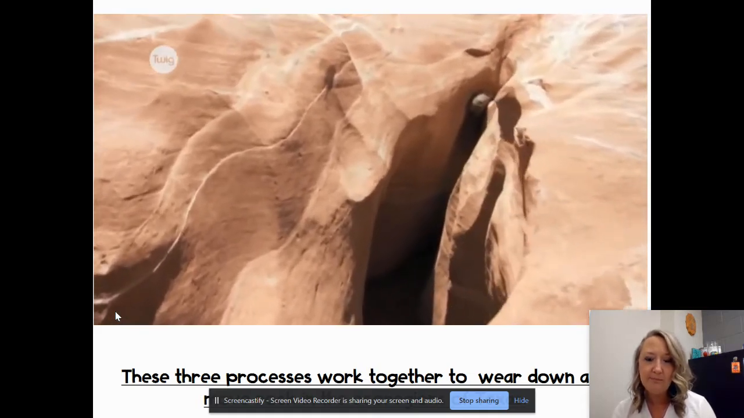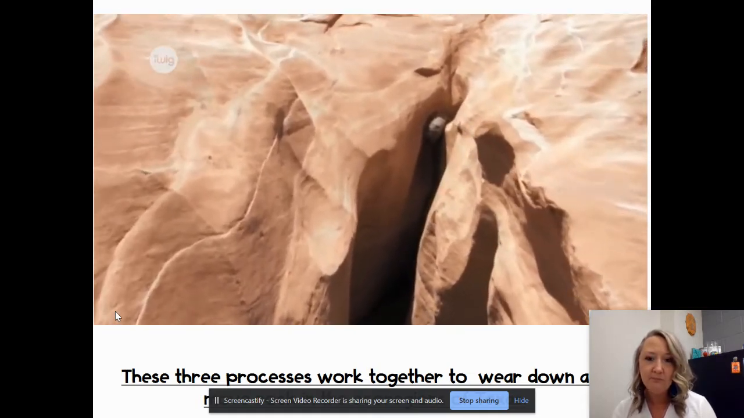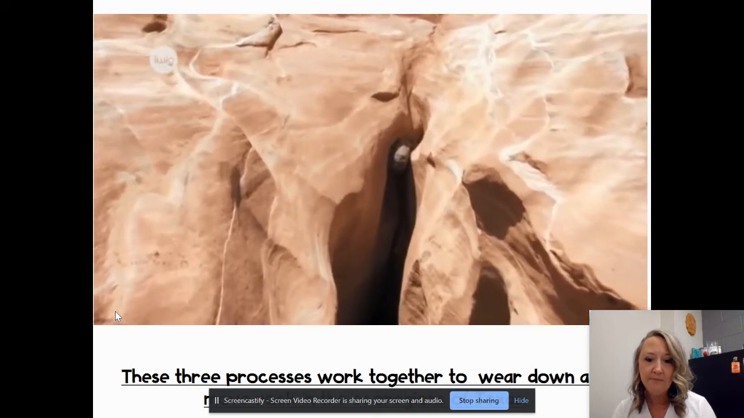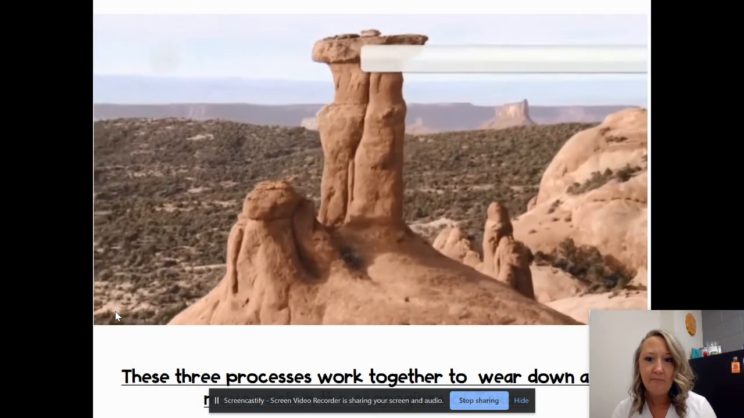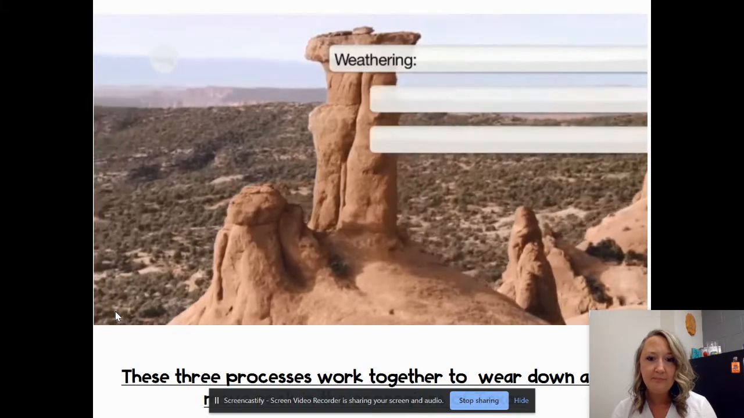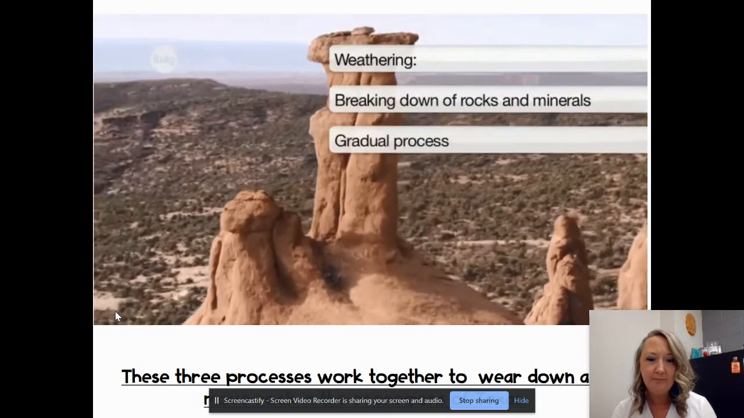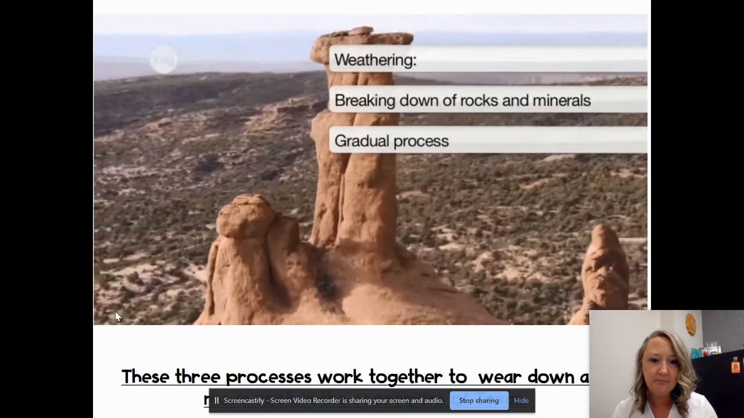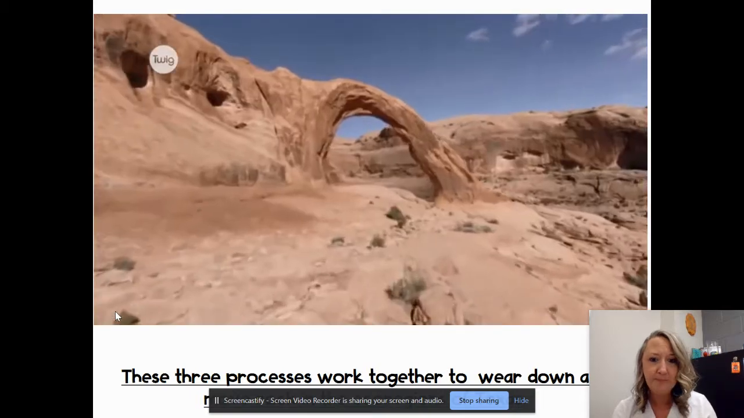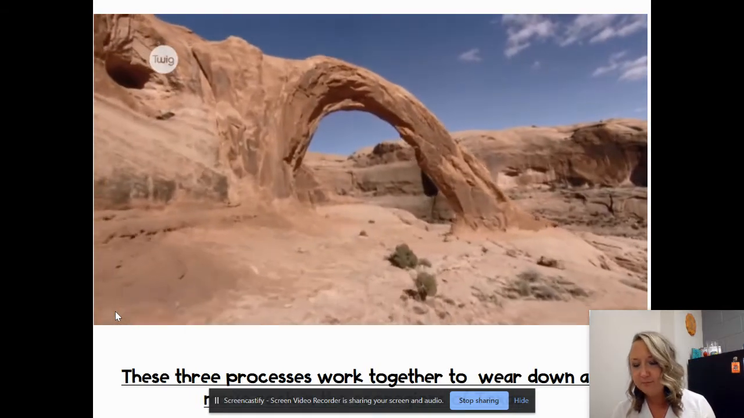changes the shape of rocks over time. What factors cause weathering?